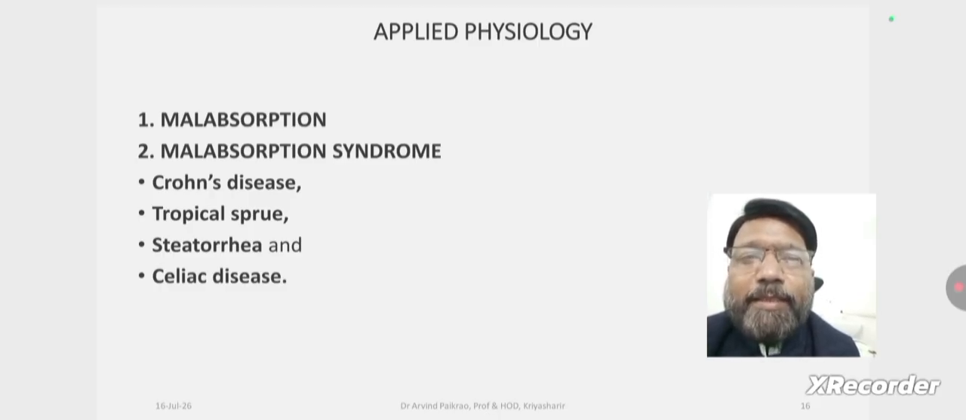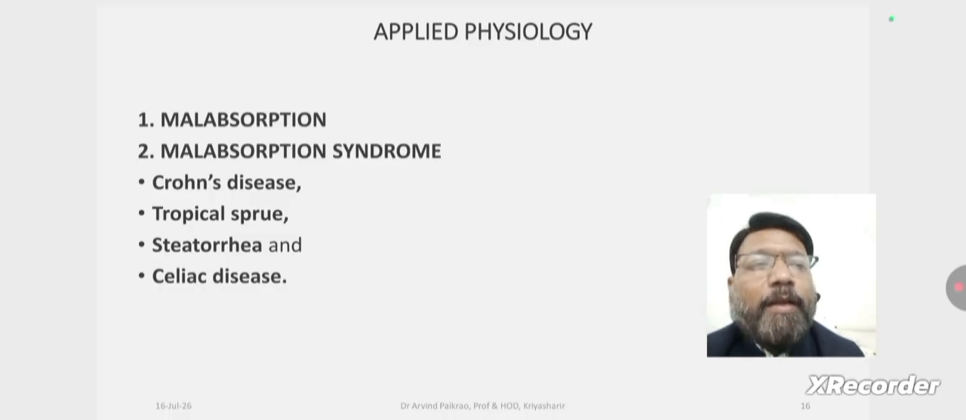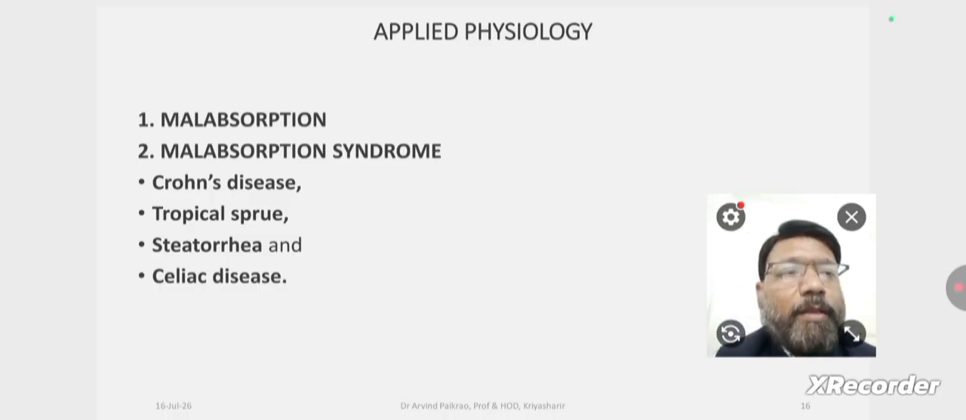Then celiac disease. Celiac disease is similar to tropical sprue, but we can say it is also inflammatory, and here it is also mentioned as non-tropical sprue, celiac disease, which will certainly hamper absorption.